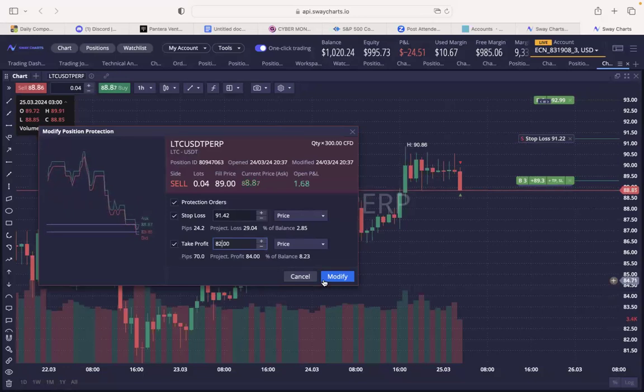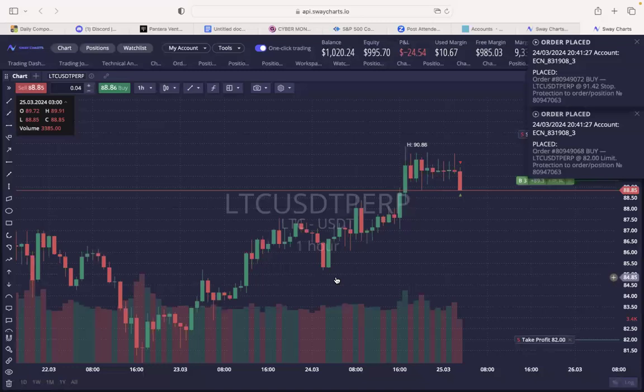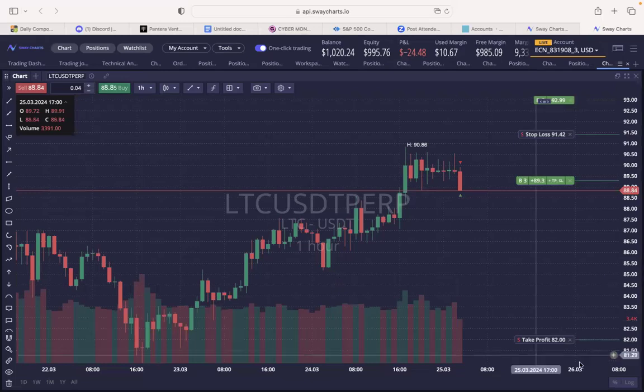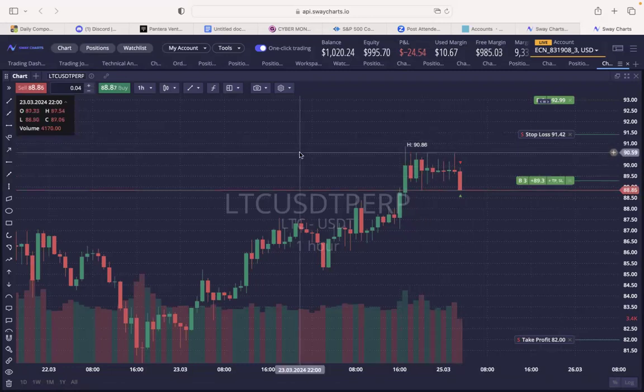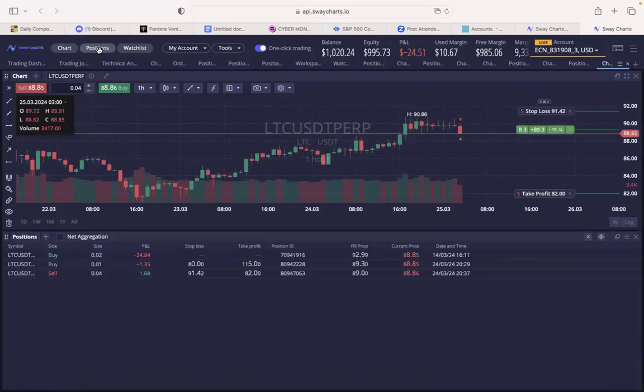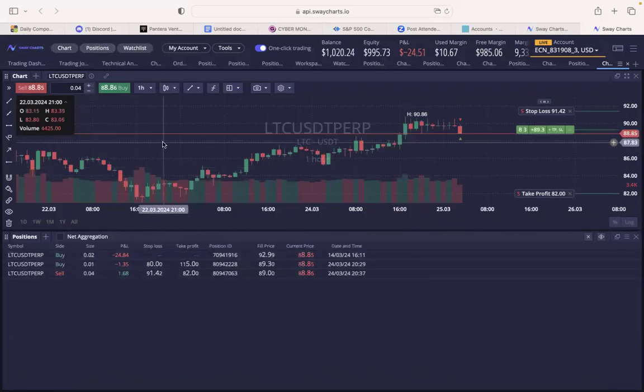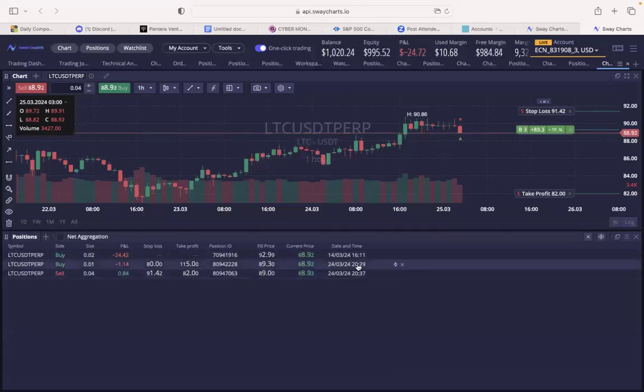So once you do that, then you just hit modify, and now you've modified your order with a stop loss. So if you look here, my take profit is down here. This is my entry, right? And this is my stop loss here. But remember, I have 2 different positions. Actually, I have 3. So if you click on positions, the positions will show you all the positions you're in, right? It will show you all the positions you're in.